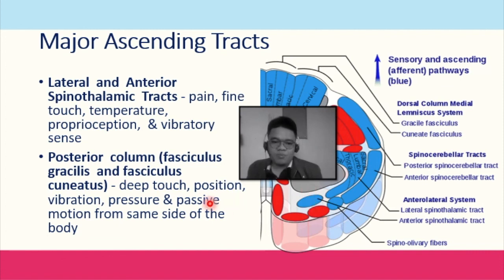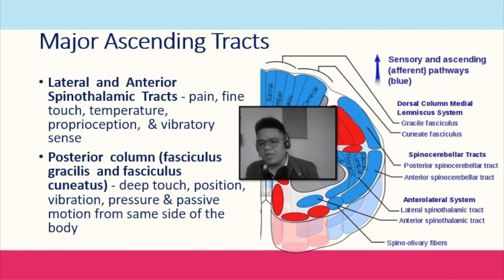On the other hand, class, your posterior column, which includes your fasciculus gracilis and your fasciculus cuneatus, also known as your gracile fasciculus and your cuneate fasciculus, are in charge of the transmission of deep touch, position, vibration, pressure, and passive motion from the same side of the body. So class, any problem with this ascending tract would lead to a problem in sensation. Meaning these parts of the body will not be able to feel any pain or any temperature or any proprioception.